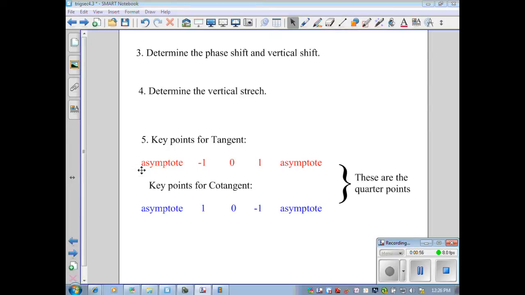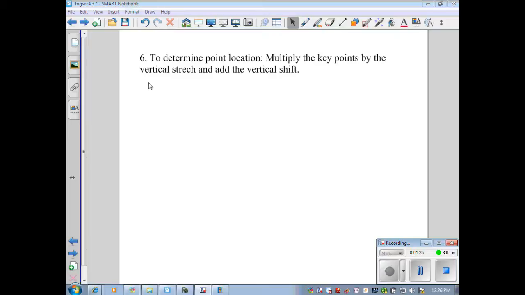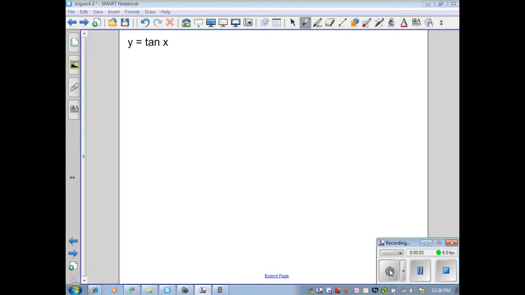Here we have asymptote, and then negative 1, 0, 1, and then an asymptote. And for the cotangent, it's going to be asymptote, 1, 0, negative 1. So you can see they are flipped. Just as it was in the sine function with 0, 1, 0, negative 1, 0, we have very common important points, or key points, with the tangent and cotangent functions. After that, we're going to determine point location: multiply the key points by the vertical stretch, and then add the vertical shift. The guidelines for sketching the graphs I will put on our resource page.